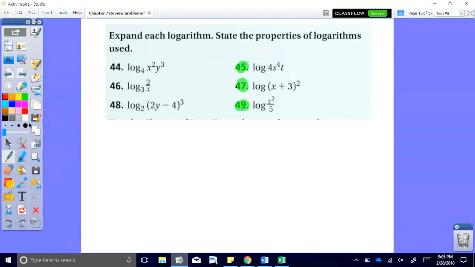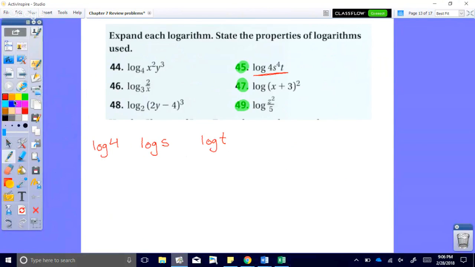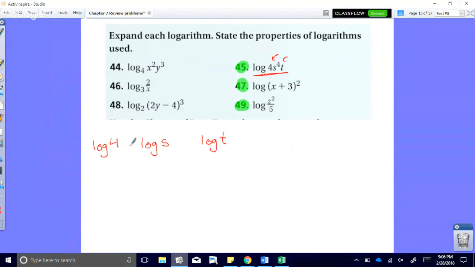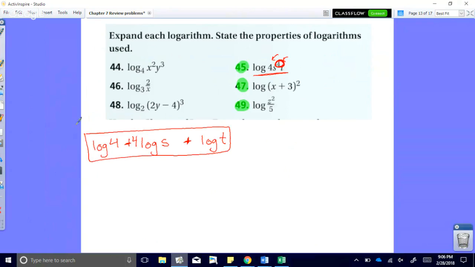Okay, so now we're going to do the same type of thing, but we're going to go backwards. So I'm going to start here. I have a log and a 4, a log and an s, a log and a t. When we look at this, we said we're multiplying, and to split multiplication, we're going to use an addition sign. The last thing we have to do here is deal with the 4, and we say exponents can come out in front of the log. So I'm going to put a 4 out in front of the s, and I am done with 45.